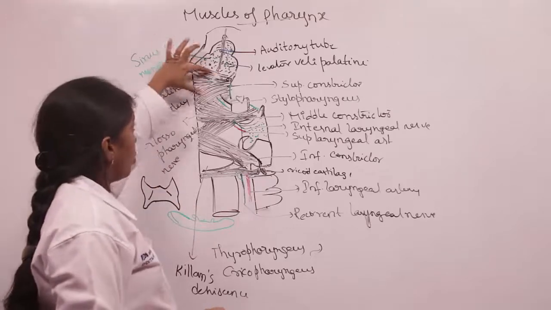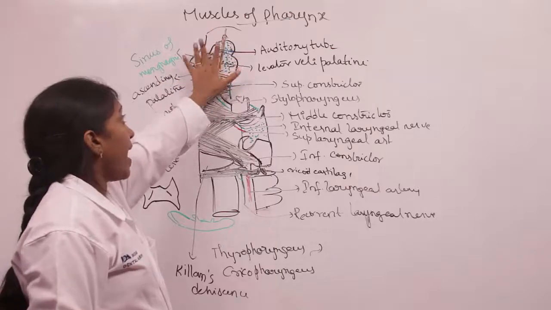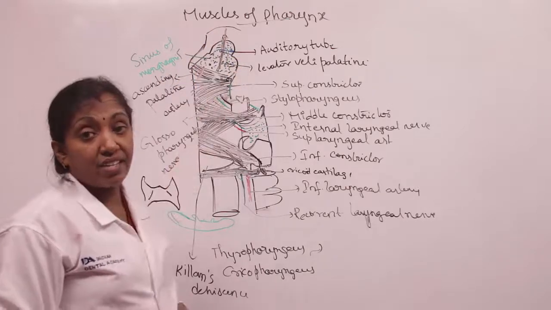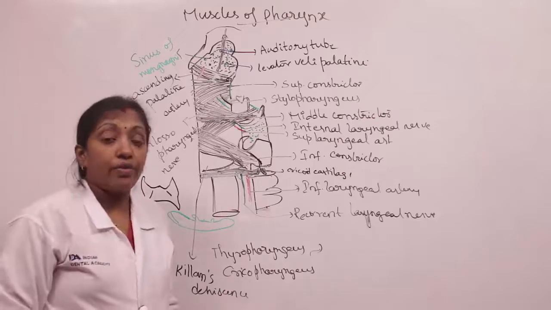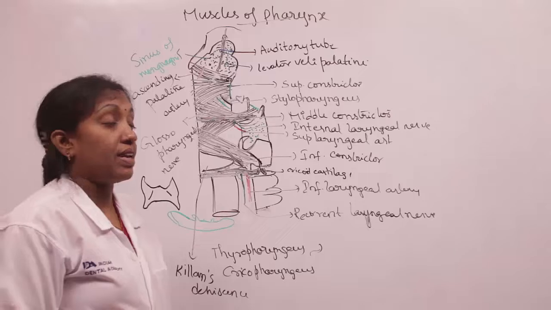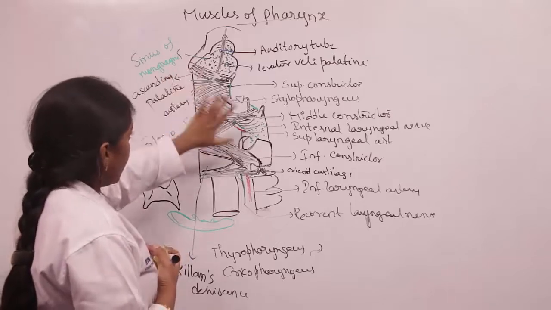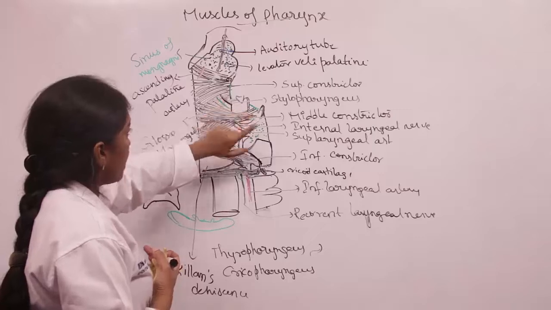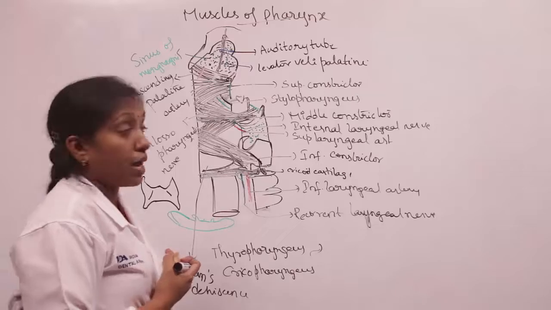And between the upper border of the superior constrictor muscle and the base of the skull, we have a space we call the sinus of Morgagni. This sinus of Morgagni is covered by the buccopharyngeal fascia as well as the pharyngobasilar fascia. And one more thing is the middle constrictor muscle. The middle constrictor muscle overlaps the lower fibers of the superior constrictor muscle.